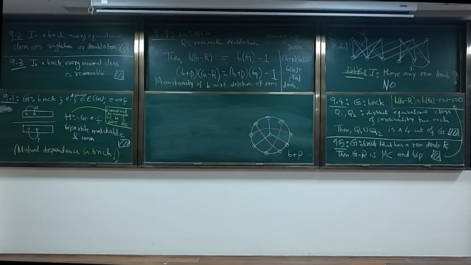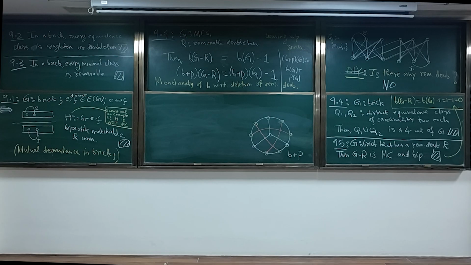B of G is equal to 1 because G is a brick. I've deleted a removable edge, I have G minus E. Can the number of bricks become 0? Can G minus E be bipartite? Well, if it is not bipartite, then you already have some information about B of G minus E. So can it become bipartite on deleting one edge? Deleting one edge will not make it bipartite. In fact, deleting one vertex will also not make it bipartite. I believe this should follow from some of your assignment problems.